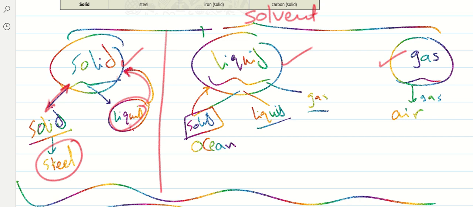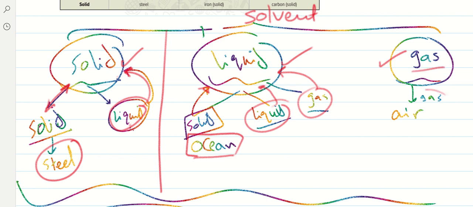If the solvent is liquid, in liquid I have 3 options. If salt, which is solid, is added to liquid, that will be ocean water. If liquid is added to liquid, that will be vinegar added to water. If gas is added to liquid, that will be carbonated water, or the soda that we drink. All of it is carbon dioxide dissolved in liquid. The last one is gas. If the solvent is gas, and gas is dissolved in gas, that is the mixture of air that we breathe.